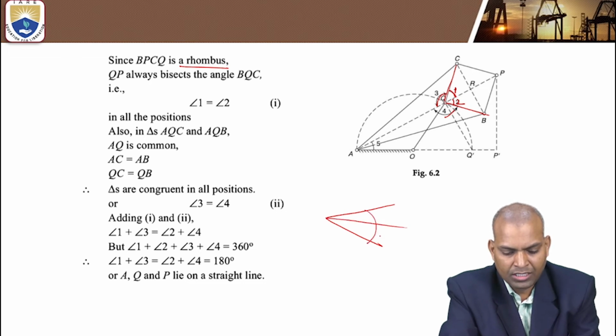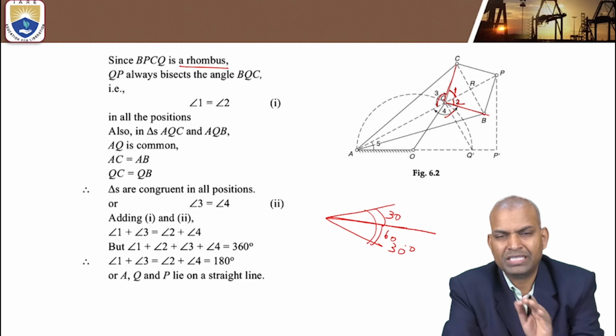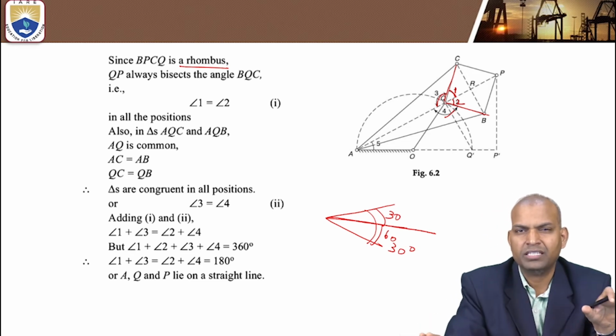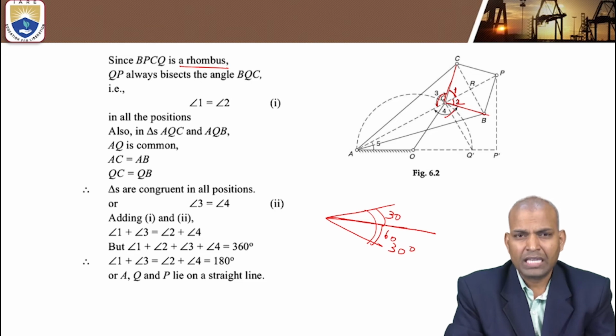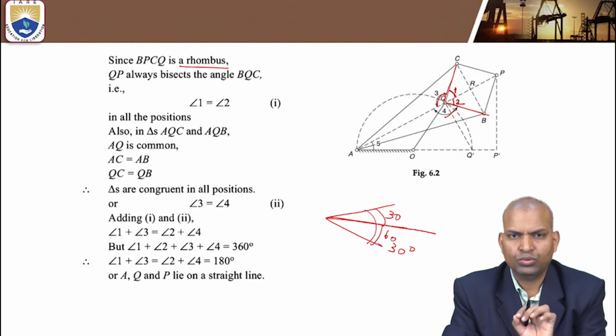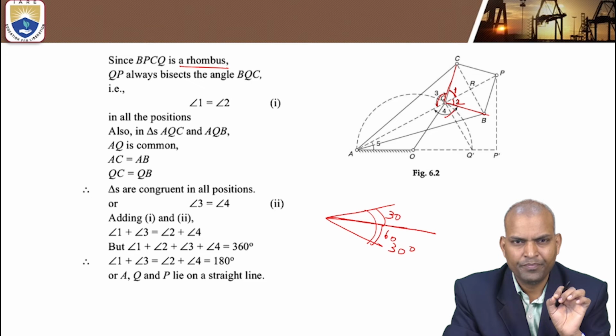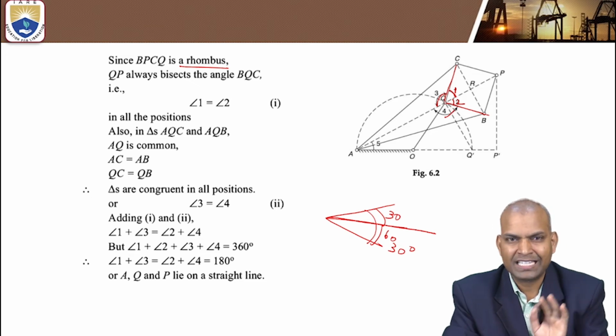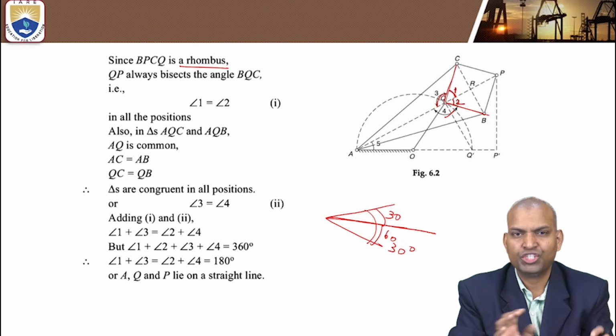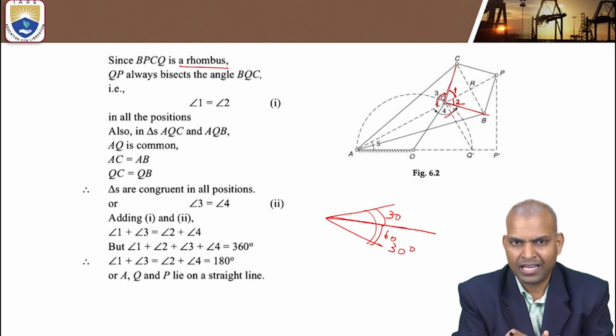Suppose the total angle is 60 degrees. By bisecting it, this portion becomes 30 and this portion becomes 30. Bisection means equal division. Now, angle 1 and angle 2 remain the same for all positions. Then only a straight line comes. Otherwise, if it is changing, the straight line doesn't happen.